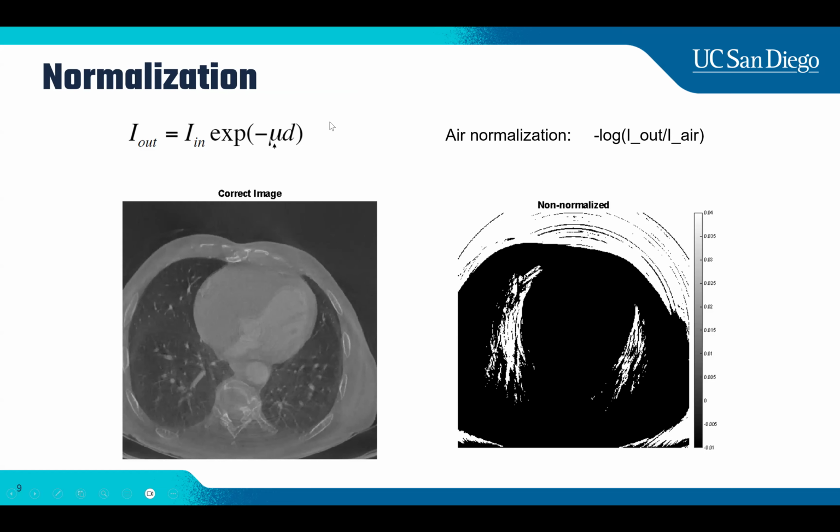I think I'm covering the proposal slides. We basically multiply by the milliamp vector and flip the attenuation, then divide by the air scan, then take the log to flip the intensity.